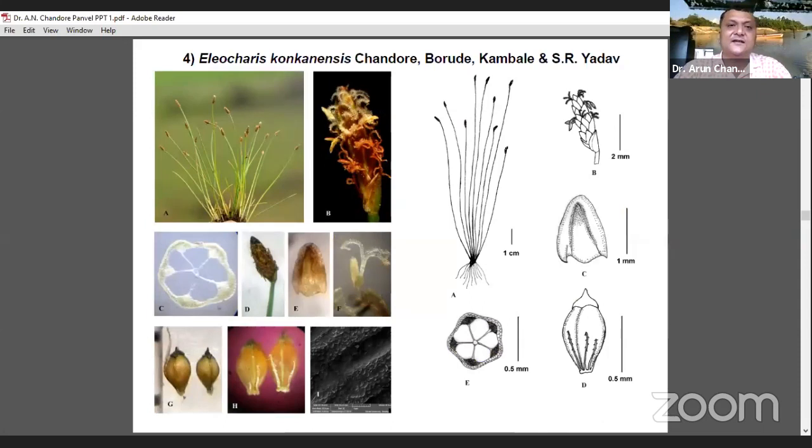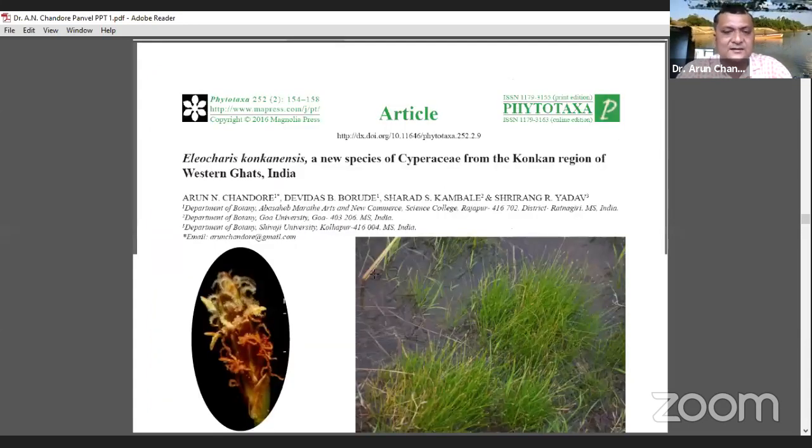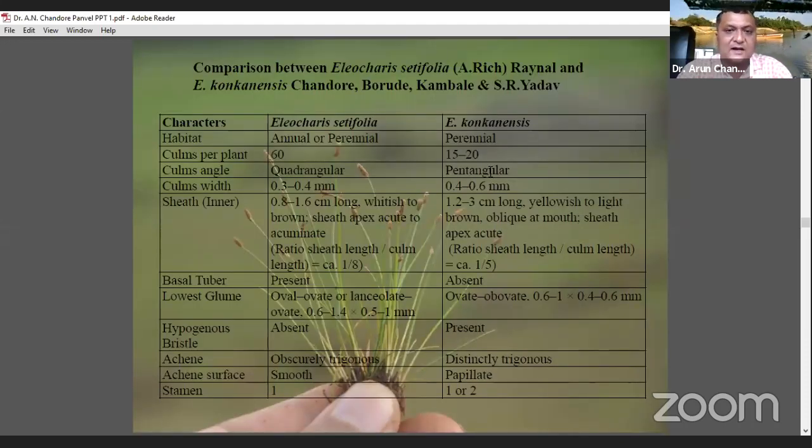Then the fourth species is Eleocharis konkanensis, named after the Konkan region. Here you see these small sedges, neglected on this plateau or this area. We named it after the Konkan region, and this species is closely allied to Eleocharis setifolia. You see these differences in its culm: a quadrangular stem in one, and a pentangular stem in Eleocharis konkanensis. The culm width, the sheath, the basal tuber present or absent in Eleocharis konkanensis, and all these characters of Eleocharis konkanensis. Then the fifth proposed species is Pogostemon jaitapurensis.